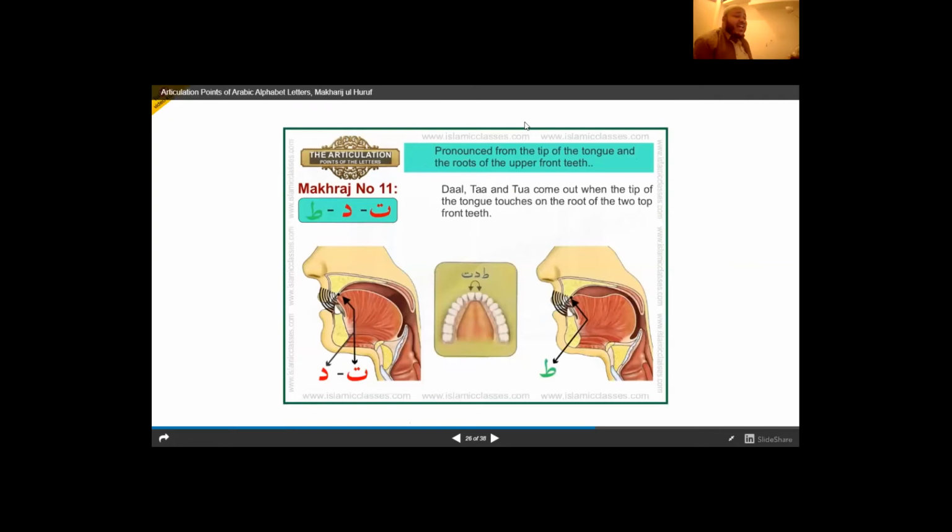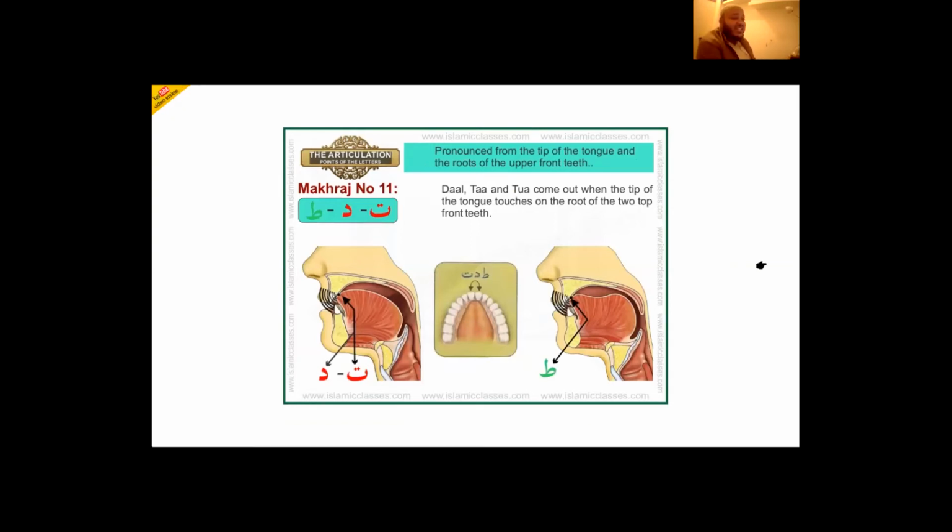Then you have the letter ta. This is pronounced from where? The tip of the tongue. Okay? And where else? The roots of the upper front teeth. The tip of the tongue touches there. Majority of us find that easy. Then da, letter da. They're both pronounced from the same place. Ta and da.